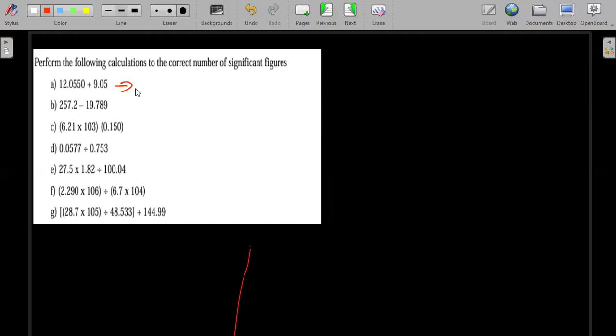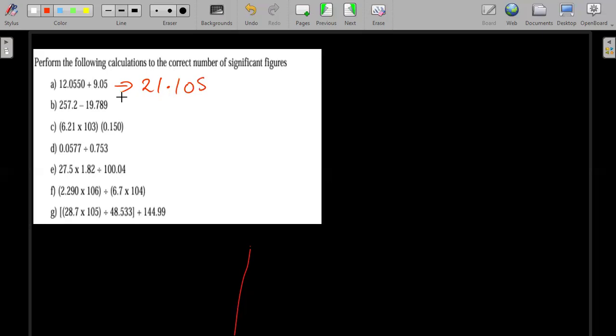Someone to be helping me with calculations so that we move, we finish our class. Okay, so when we add there, what are we getting? 12.0550 plus 9.05. What are you getting? 21.105. 21.105, isn't it? Correct. Okay.